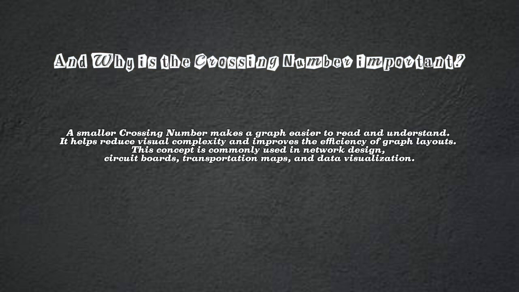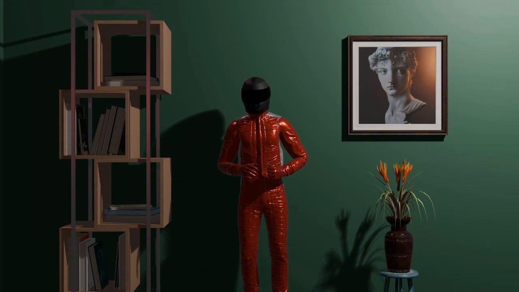And why is the crossing number important? A smaller crossing number makes a graph easier to read and understand. It helps reduce visual complexity and improves the efficiency of graph layouts. This concept is commonly used in network design, circuit boards, transportation maps, and data visualization. Now, let's move on to an example.